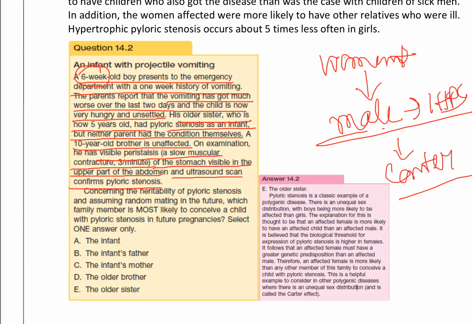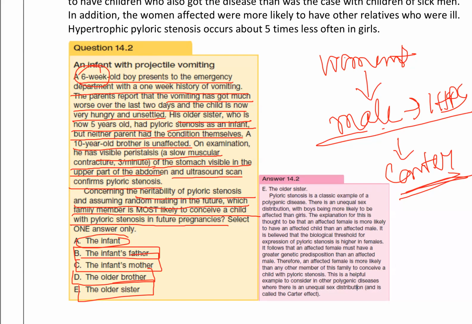Okay. So concerning the heritability of pyloric stenosis, assuming random mating in the future, which family member is most likely to conceive a child with pyloric stenosis in a future pregnancy? The infant itself, the boy, or the infant's father, or the infant's mother, or the older brother, or older sister. I already said Carter effect. So the older sister has more chance.